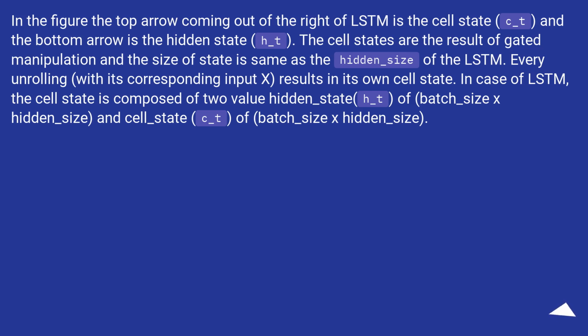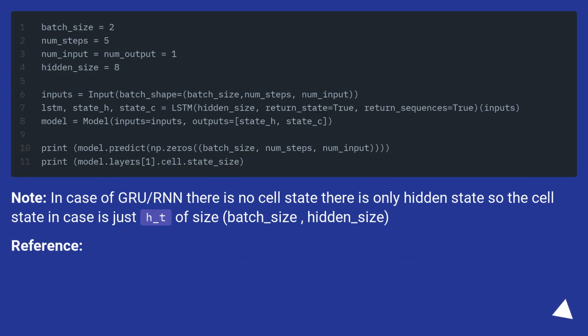In case of LSTM, the state is composed of a 2-value tuple: hidden state H_T of batch_size x hidden_size, and cell state, C_T, of batch_size x hidden_size. Note: in case of GRU/RNN there is no cell state, there is only hidden state, so the state in that case is just H_T of size batch_size x hidden_size. Reference.